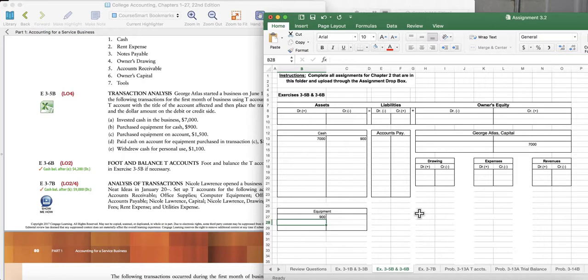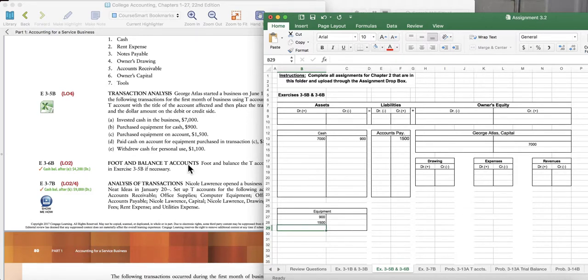So that's one way to check yourself. Next, we purchased equipment on account. So since it says on account, we know it's going to be accounts payable. And accounts payable is a liability, so it is increased with a credit. Equipment, to show that we increased the amount of equipment we have, is going to be a debit. And so again, debit, credit.